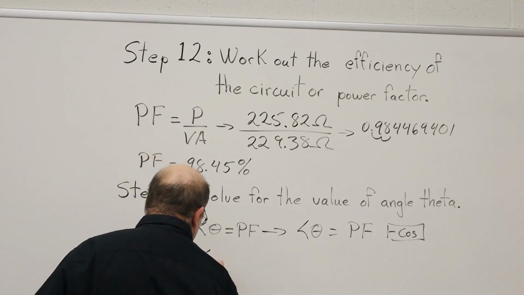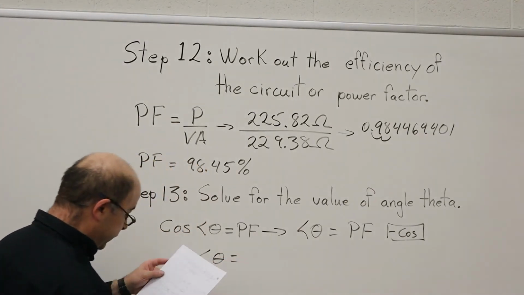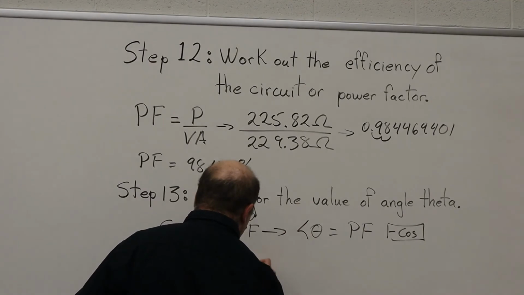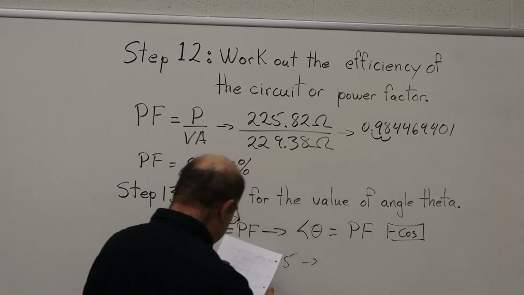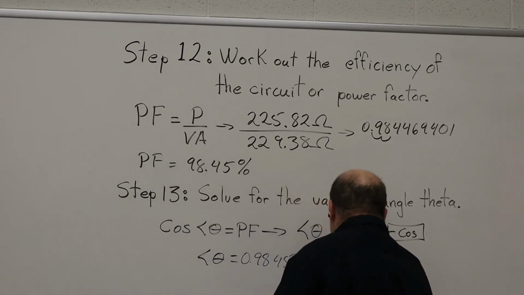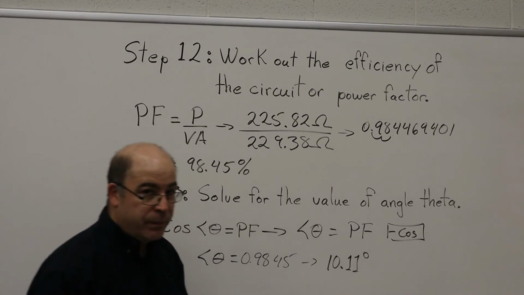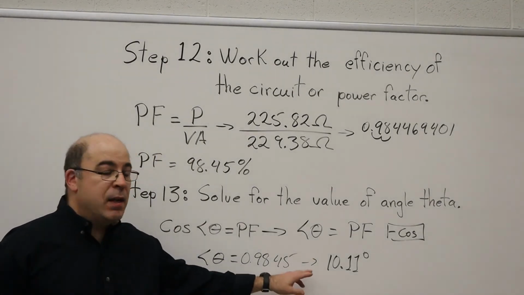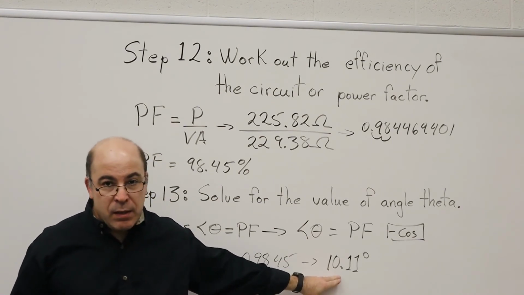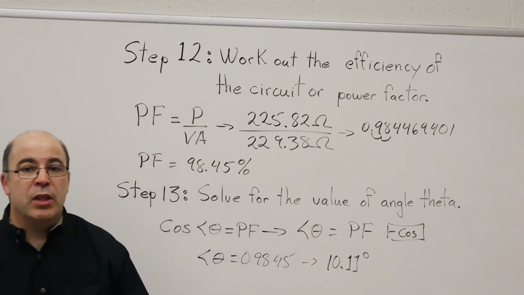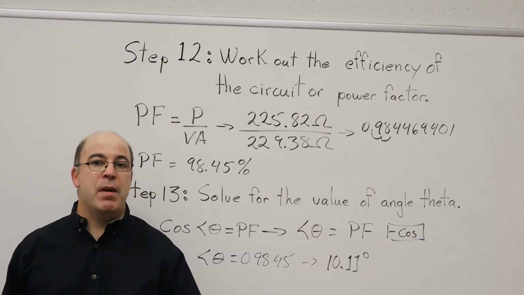And as a result, angle theta, if we put in 0.9845, is going to give me 10.11 degrees. What's interesting is that when you have high power factor, the angle theta, or the phase angle difference between the voltage and the current, is going to be very minimal.